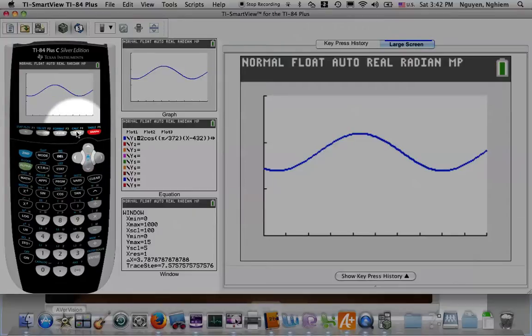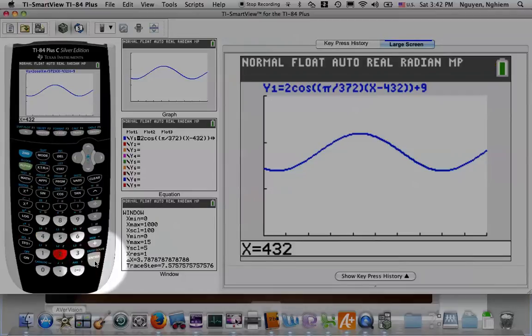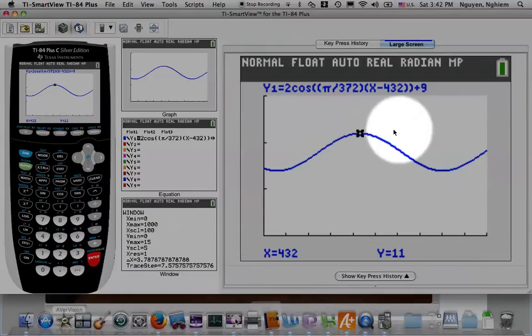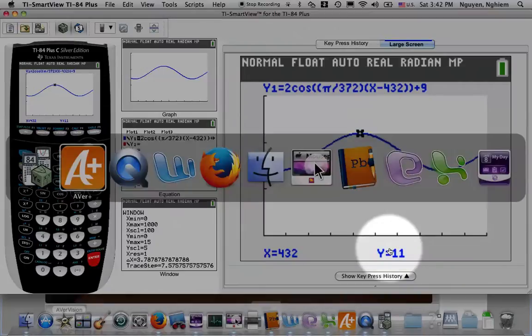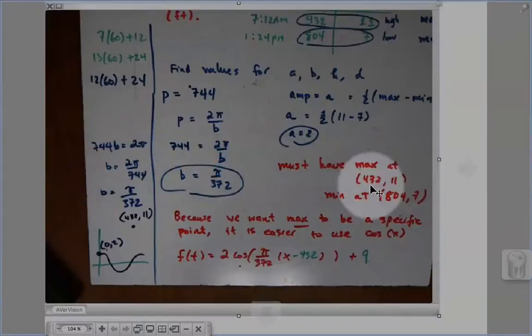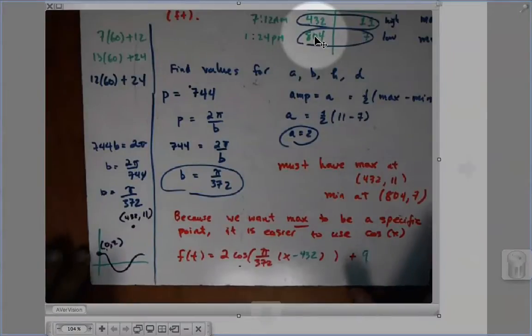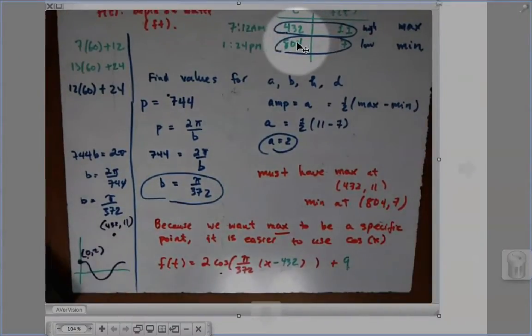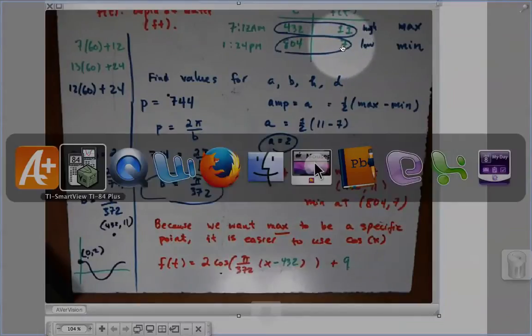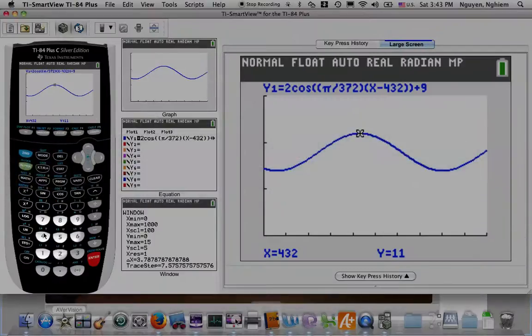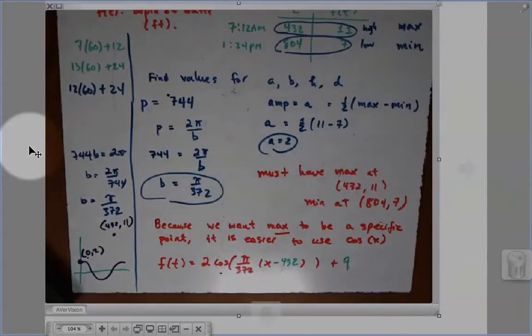So here we're going to hit trace, and when you hit 432, this time it should give you a maximum point at 11. Now let's check another point here, which says that the minimum or the low tide has to occur at 804 minutes since midnight and is 7 feet. So we hit trace, and so now we can be very confident that this is in fact the correct function.